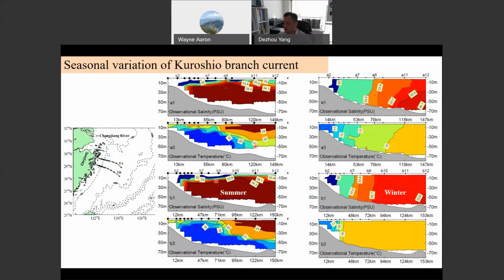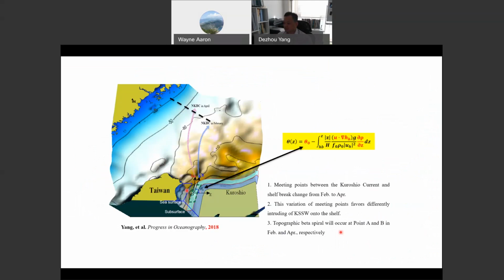Actually, our cross data also shows another interesting phenomenon. For example, the left column is from summer cross. The right column is from winter cross. We can find the cold water disappears in winter. On the other hand, to the east of Taiwan, the mainstream of Kuroshio will shift seaward or shoreward from summer to winter.